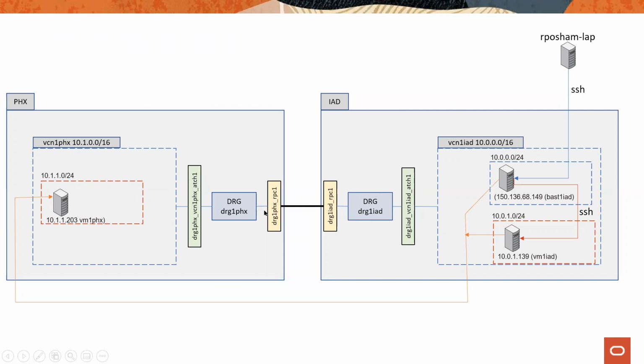And then there's something called a remote peering connection. You create a remote peering connection for this DRG in the Phoenix region, and also a similar one for the IAD region. They need to be connected.